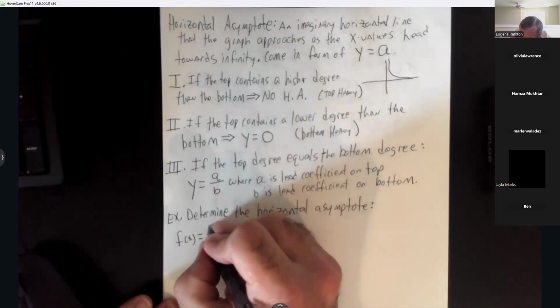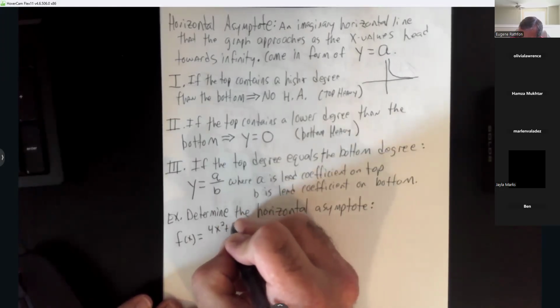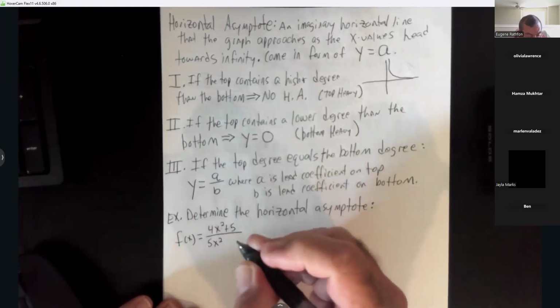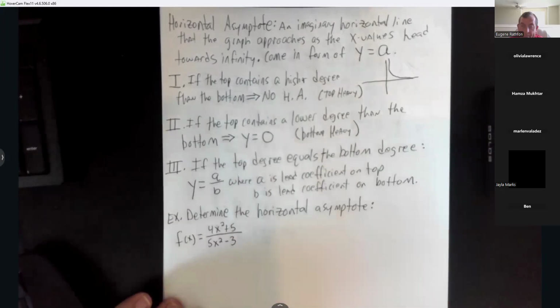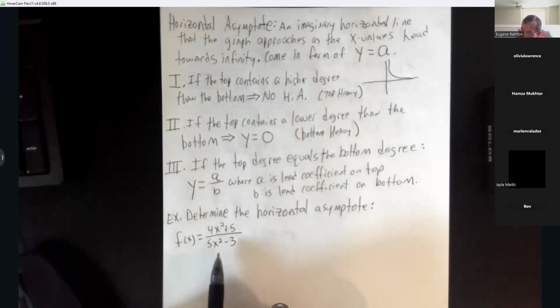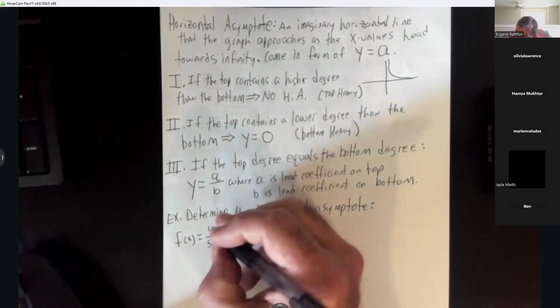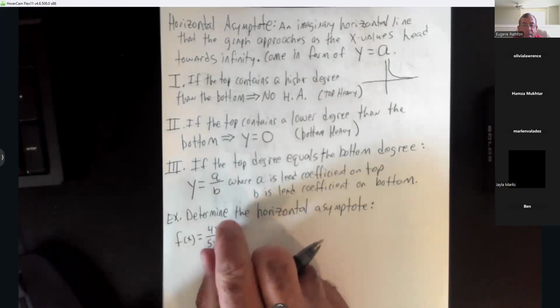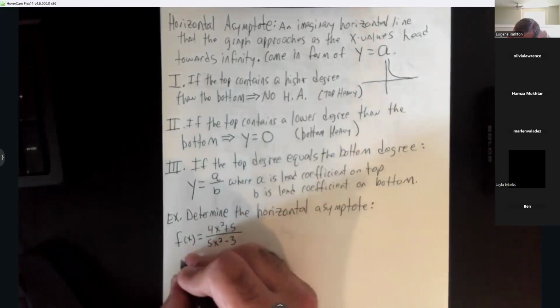f(x) equals (4x squared plus 5) over (5x squared minus 3). Alrighty. These ones are matching. These ones are equal. The top degree is a 2. Bottom degree is a 2. So these degrees are equal.